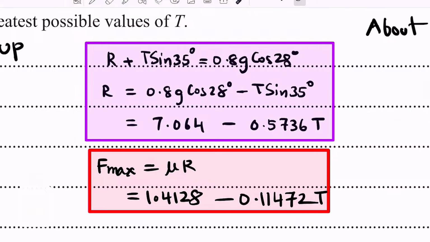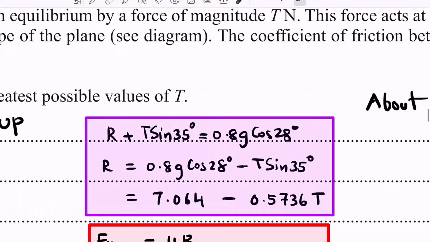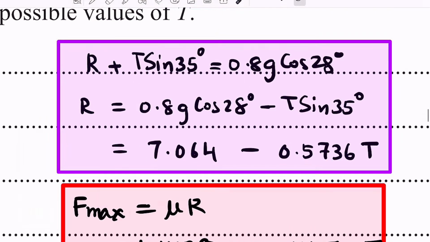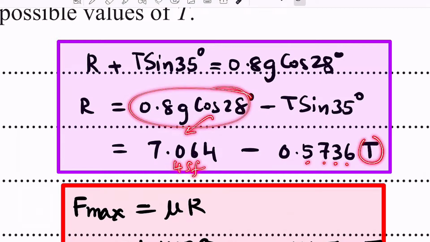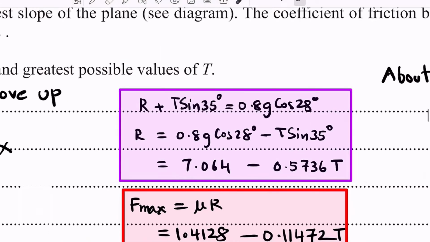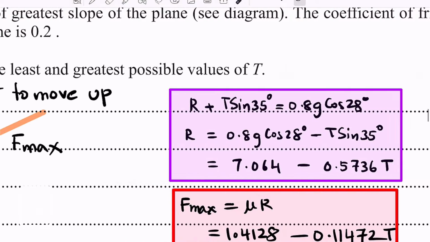Before that, what is the first thing that I've done? I have found the value of R in terms of T, and the value of F max in terms of T. Over here, R is going up, T sine 35 is going up, 0.8 g cosine 28 is going down. So R is the weight component, the cosine component, minus the T sine component, and F max is mu R. R plus T sine 35 is mg cosine 28 degrees. R is a decimal, I'm working in 4 SF, and there is a T over here. F max is mu R, so just multiply by 0.2, and this is what you get. That is the first thing. So maybe 1 mark for this one, 1 mark for this one, and let's work out the rest.